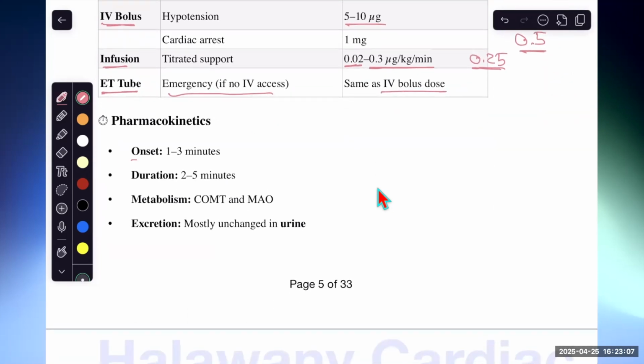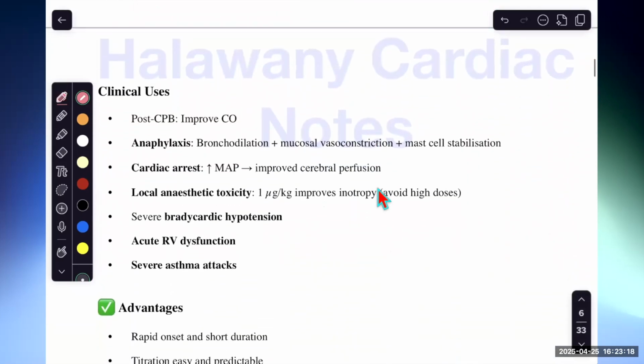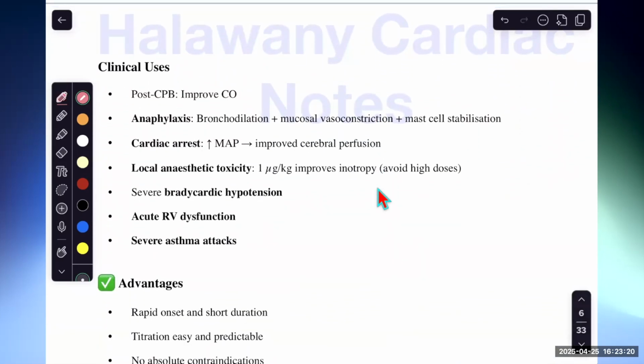Pharmacokinetics. It will function in almost less than 1 minute. Okay, and the duration, they say, is 4 minutes. Metabolism, and excreted mostly unchanged. Will I use it? Definitely.